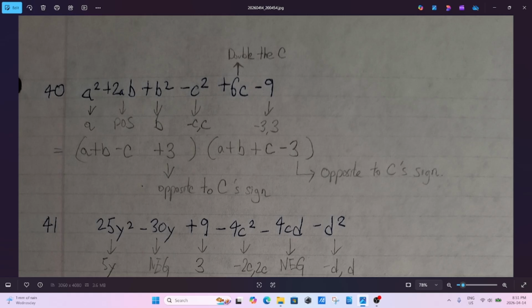And then you just simplify the a plus b minus c plus 3 times a plus b plus c minus 3 to see if you get the same answer as the question.